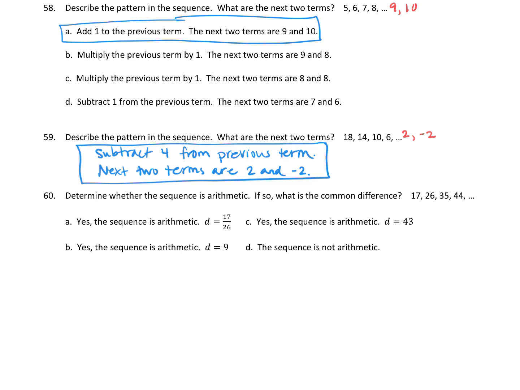Okay, number 60. Determine whether the sequence is arithmetic. If so, what is the common difference? So the common difference is what you are increasing or decreasing by. What are you adding on to the previous term? If your numbers are getting bigger, you'll have a positive common difference. If your numbers are getting smaller, you'll have a negative common difference.